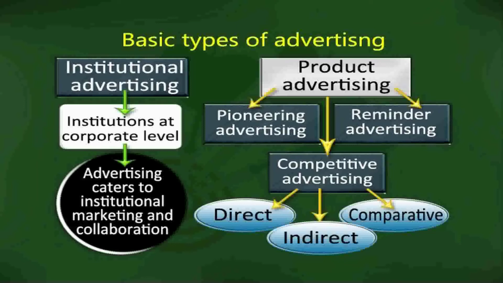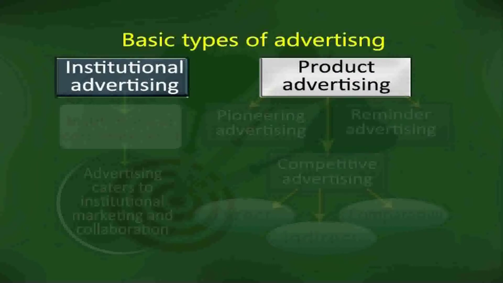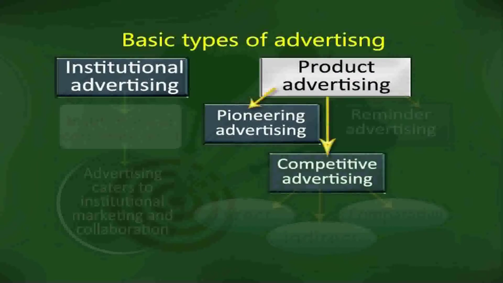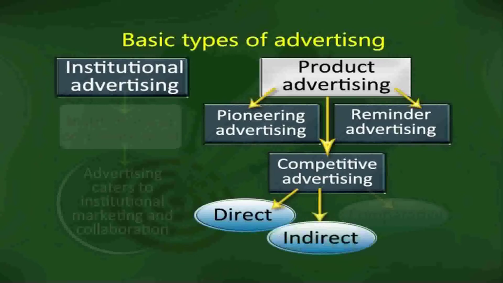Now let's see this chart, which basically is the core of the lecture, which decides what the basic types of advertising are. We have two types broadly classified as institutional advertising and product advertising. The product advertising is again broken into pioneering advertising, competitive advertising, and reminder advertising. The competitive advertising is again direct, indirect and comparative.